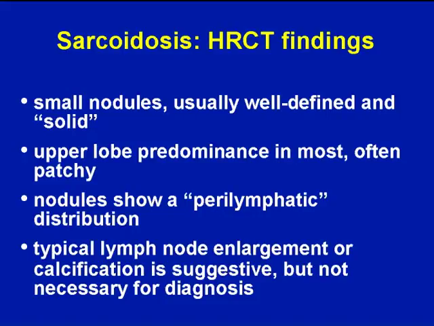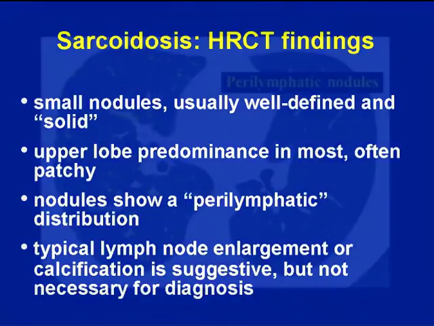There's an upper lobe predominance in most patients who have sarcoid, and often the abnormalities involve the lung in a patchy fashion. The nodules show a typical perilymphatic distribution, and I will describe for you in some detail what a perilymphatic distribution looks like. And typical lymph node enlargement or calcification is suggestive of the diagnosis in association with the other abnormalities, but is not necessary for diagnosis if you see typical nodular lung disease.